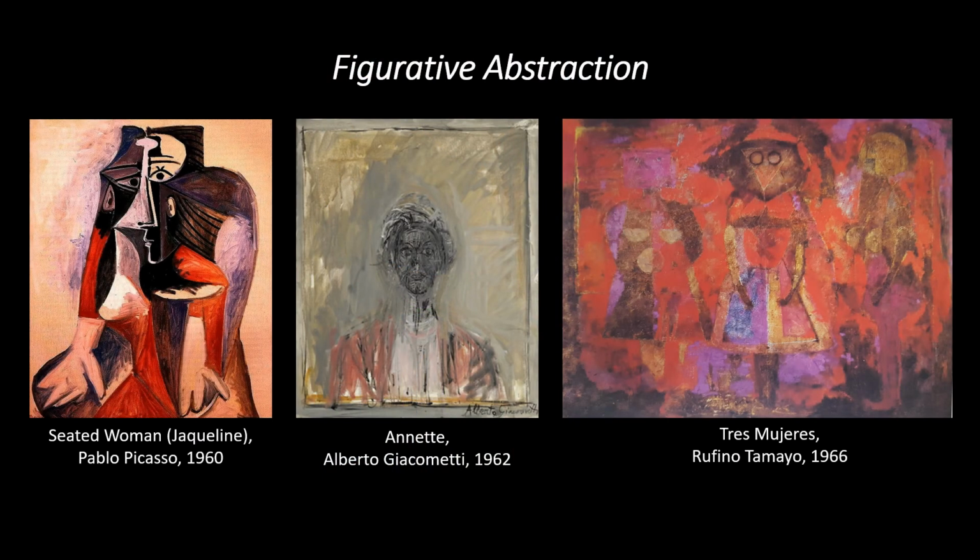Figuration is also a category that is not a movement per se, but more a way of working. Figuration describes any form of modern art that retains strong references to the real world, and in particular, the human figure. From 1920 forward, Pablo Picasso and Alberto Giacometti were the great exemplars of figurative art.